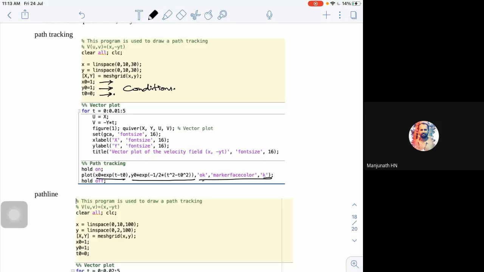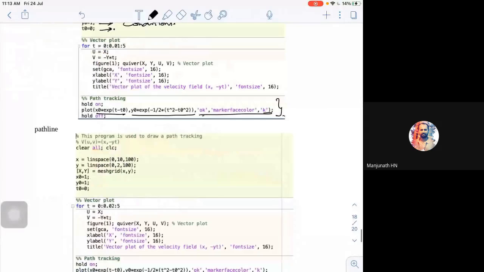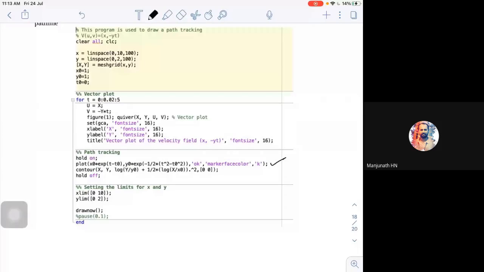Or I'm trying to add O as the marker with black color. So I'm going to get the path tracking of that particular particle using this. Now for the path line, you have the path tracking, so I need to plot that contour. That is this particular equation we have.